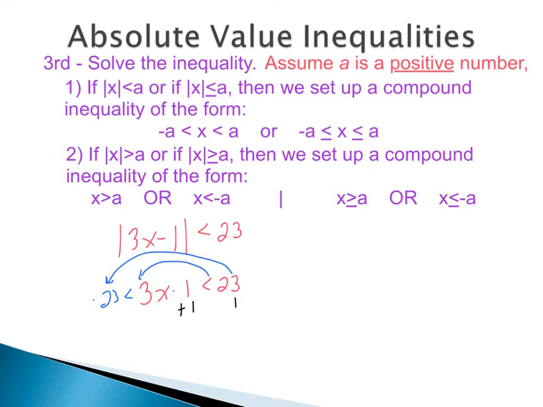And when I add 1, I'm not just adding to the left and to the right. I have to also go way left over to the negative 23. So I'm really adding the 1 with the left, the middle, and the right in order for it to cancel out. So we would be left with then negative 22 is less than 3x, which is less than 24. And then finally I need to divide out that 3.